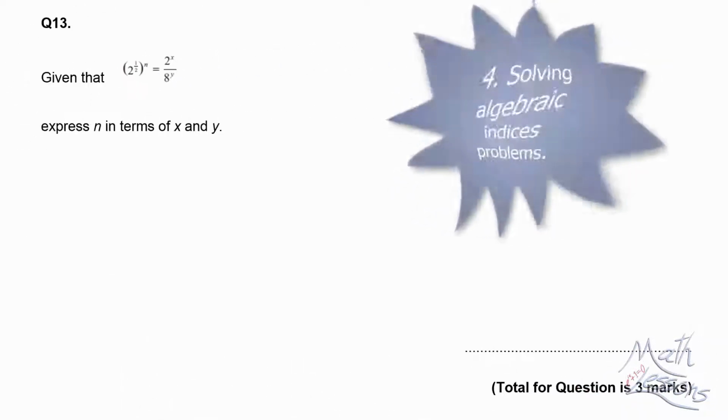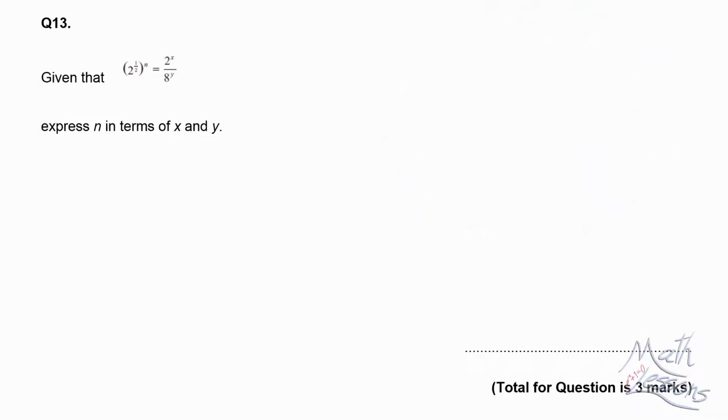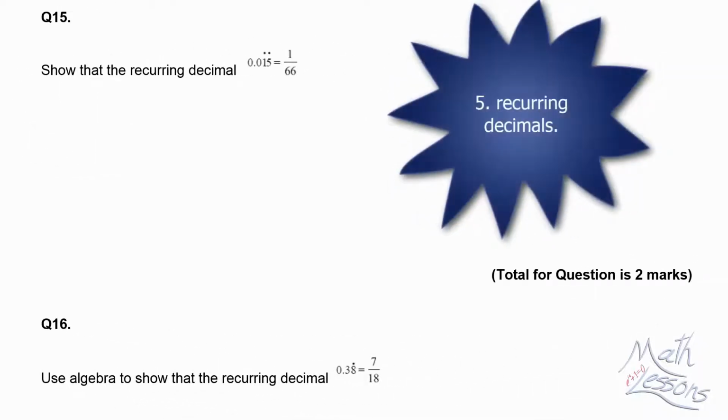We did have some indices in paper 1, but we didn't have any indices with algebra involved, so I think we may well get one of those as well. Recurring decimals are very likely to turn up. You've got to show all the working.